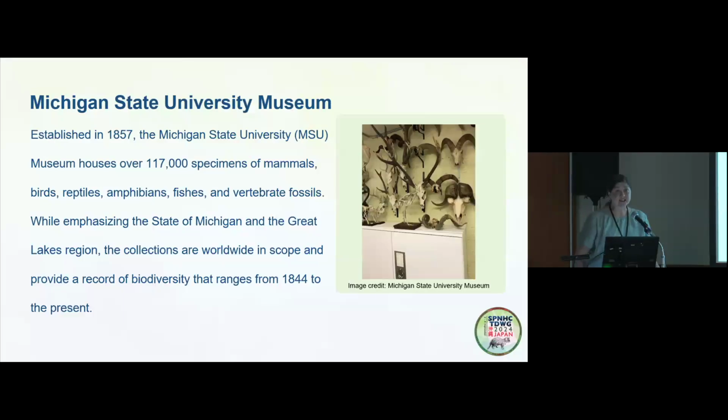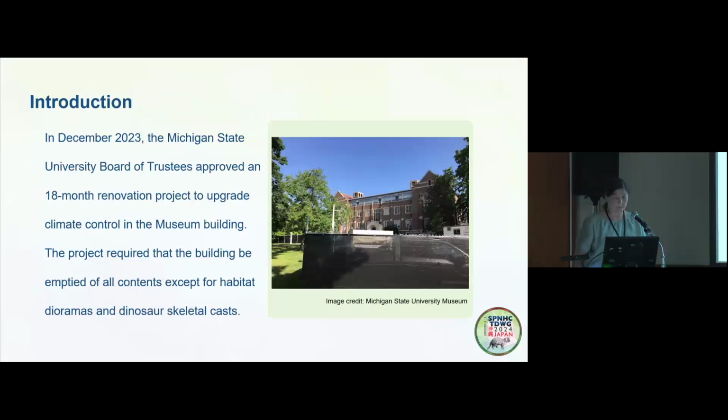The Michigan State University Museum was established in 1857 and houses over 117,000 specimens of vertebrates, including fossils. And while emphasizing the state of Michigan and the Great Lakes region, the collections are worldwide in scope and provide a record of biodiversity that ranges from 1844 to the present.